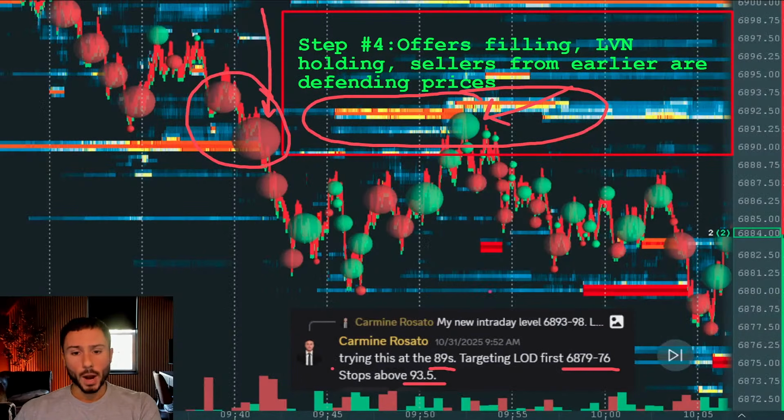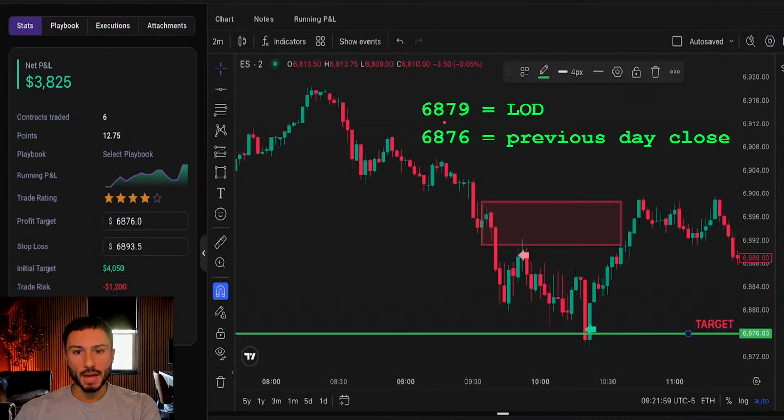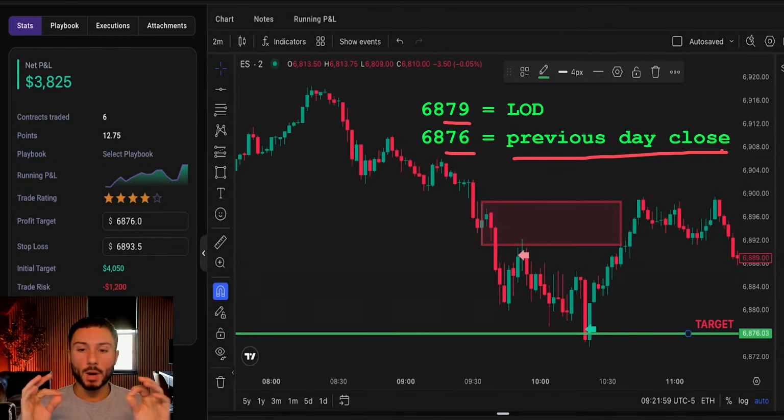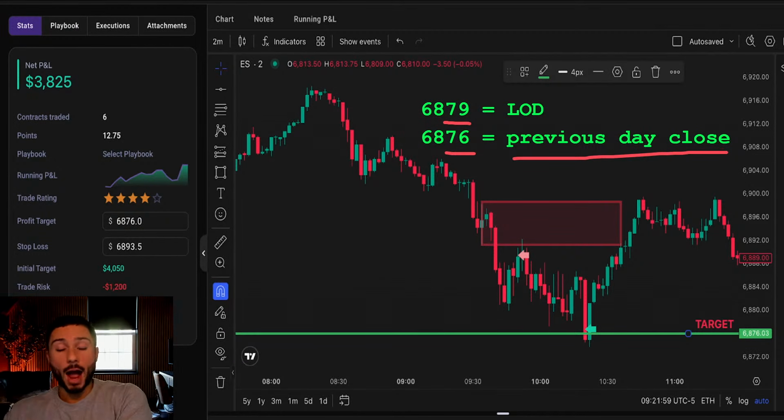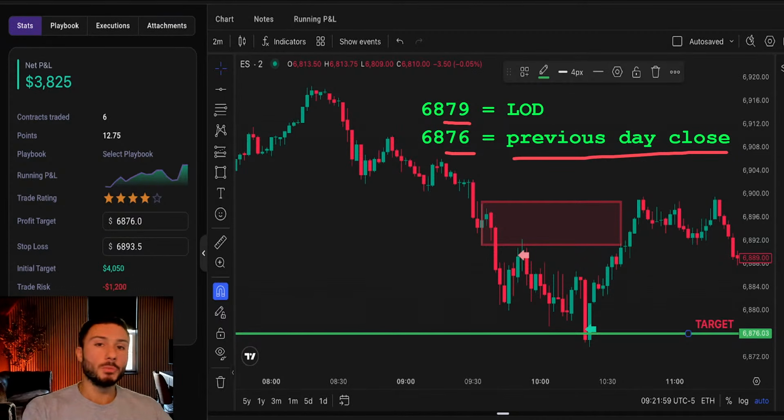And the reason 68.79 to 68.76 came from was simply that the 79s was the low of the day and the 76s was the previous day close. So with all these playbooks and all these strategies you're going to see in this webinar, when I'm entering my setups, I'm looking at where the market can gravitate towards on that next move after I get confirmation.